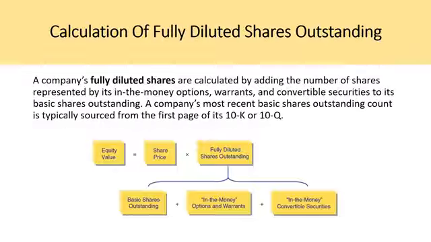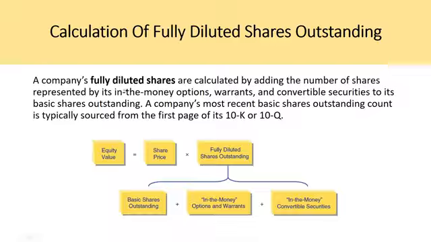Okay, so now looking at the calculation of fully diluted shares outstanding. A company's fully diluted shares are calculated by adding the number of shares represented by its in-the-money options, warrants, and convertible securities to its basic shares outstanding. A company's most recent basic shares outstanding count is typically sourced from the first page of the 10K, the annual report, or the 10Q, the quarterly report.